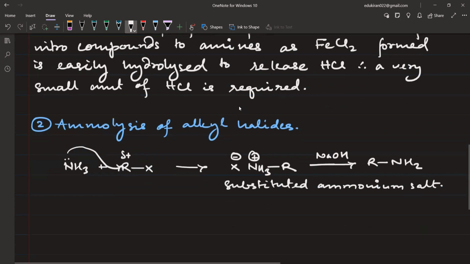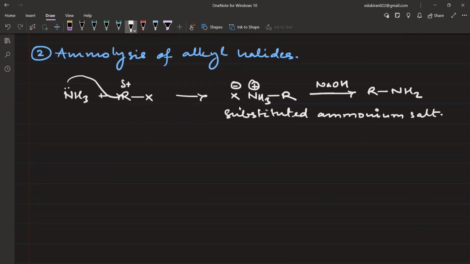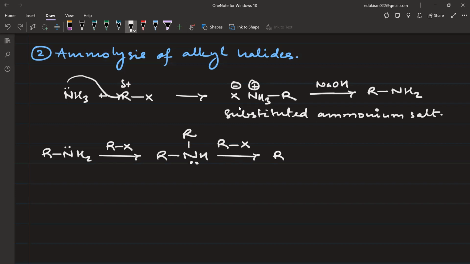But the reaction will not stop here. If your alkyl halide is in excess, then this RNH2 can again react with the alkyl halide, because this nitrogen still has a lone pair of electrons. It will again attack the R group and replace the hydrogen atom. So you will have R, N, H, and one more R here. Still this nitrogen atom has a lone pair of electrons, so it is going to again react with alkyl halide, leading to formation of tri-substituted amine, with one more R. Still it has a lone pair, so it can still react.